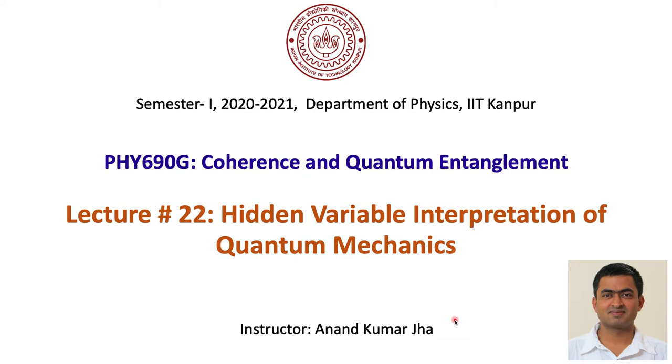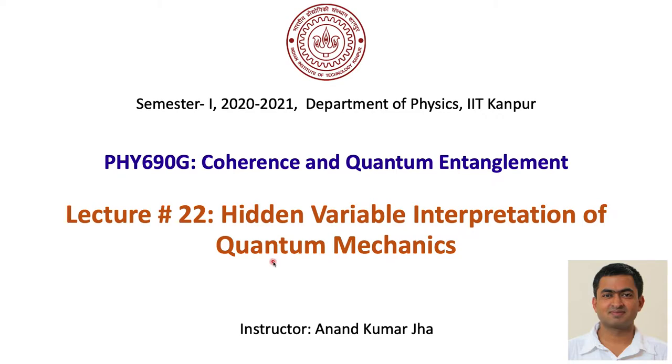So today we are going to study hidden variable interpretations of quantum mechanics. This is basically continuing on the EPR paradox we studied in the last lecture, where Einstein, Podolsky and Rosen pointed out certain inconsistencies within quantum mechanics at that point.